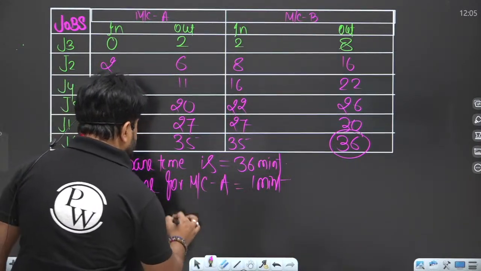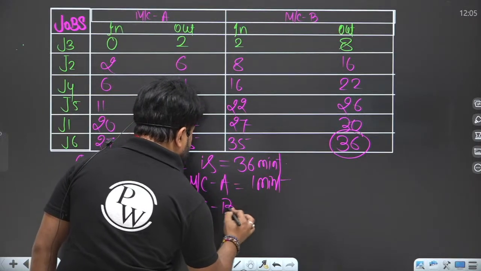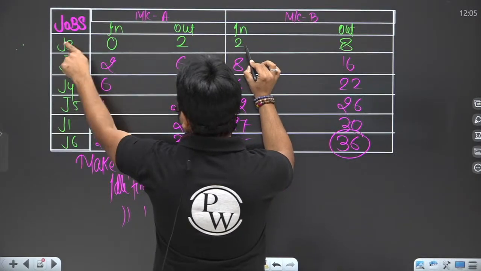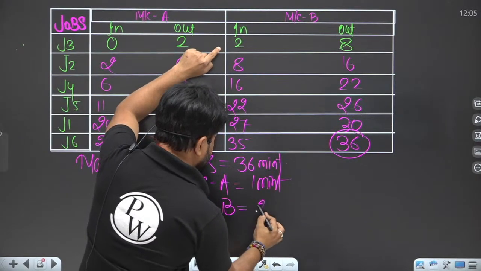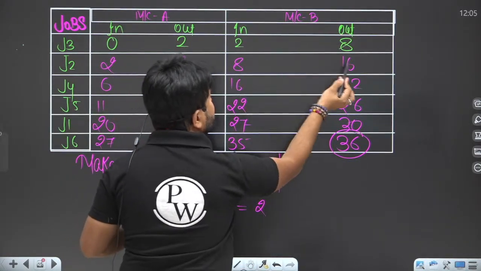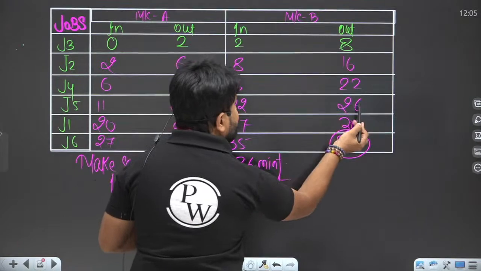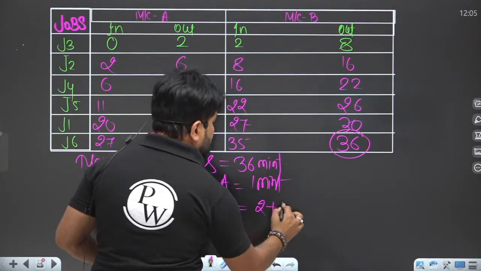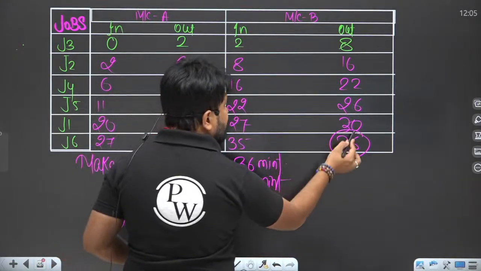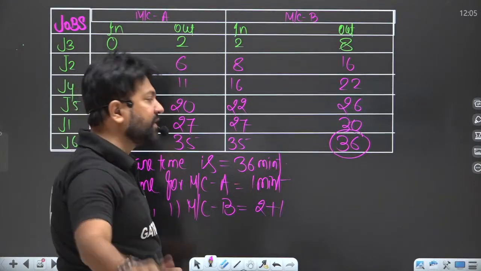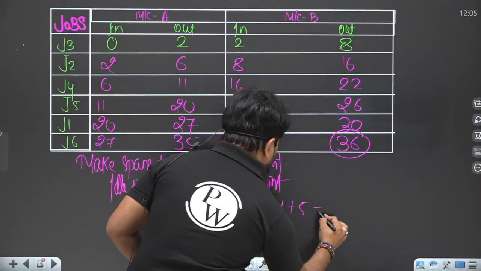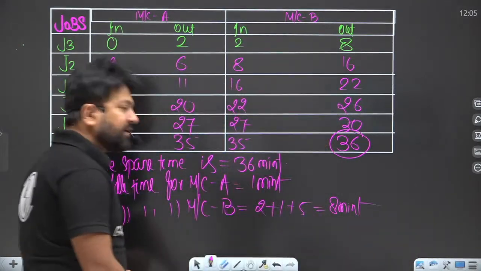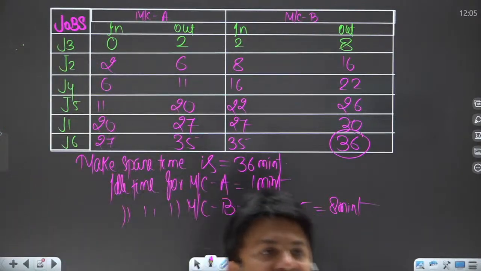Now idle time for machine B. Machine B started from 2, so it has to wait for 2 minutes, plus 2 to 8, 8 to 16, 16 to 22, 22 to 26, 26 to 27. Machine B has to wait for 1 minute again. Then 27 to 30, 30 to 35. Again machine B has to wait 5 minutes. So 5 plus 1 is 6, 6 plus 2 is 8. Idle time on machine B is 8 minutes.